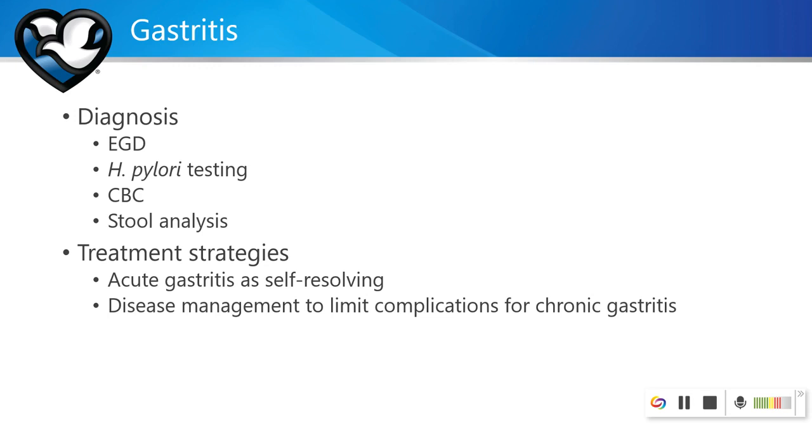Acute gastritis is often self-limiting and resolves within a few days, and irritants should be identified and discontinued or avoided. Treatment varies based on the underlying cause. Chronic disease management is important to limit any complications associated with the inflammation, and pharmacologic management may be needed as well.